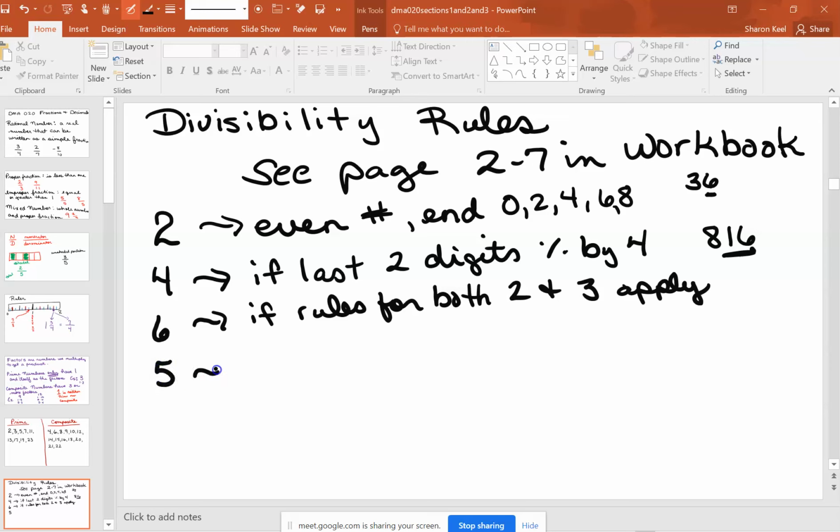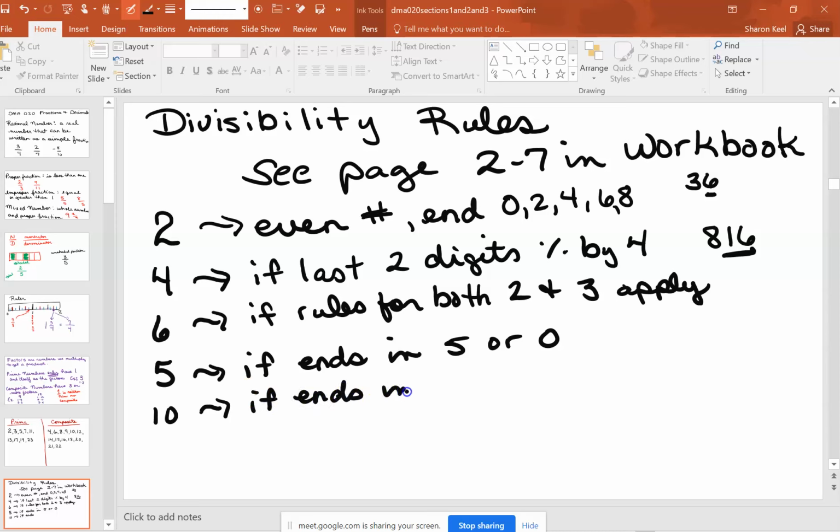The rule for 5 would be if the number ends in 5 or 0, then you can divide by 5. It's like counting by 5s, 5, 10, 15, 20, 25, 30, 35, 40. It's a multiple of 5 if it ends in 5 or 0. It's a multiple of 10 if it ends in 0. 20, 30, 40, 50, 60, 970, it ends in a 0, it's divisible by 10.